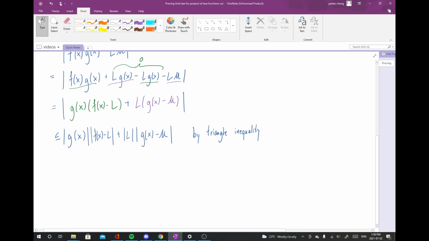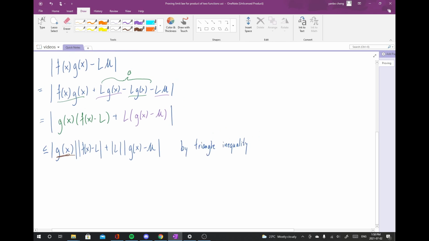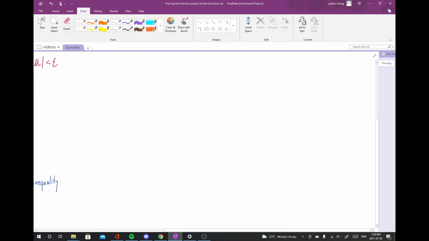Okay, so now that we have this triangle inequality here, we have to manipulate g of x into something that we like more, preferably something in terms of L or something in terms of M. So let me describe that in brown, and we can come over here. So we have the absolute value of g of x.